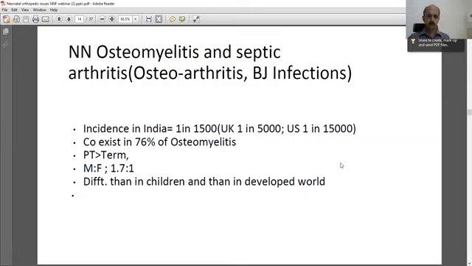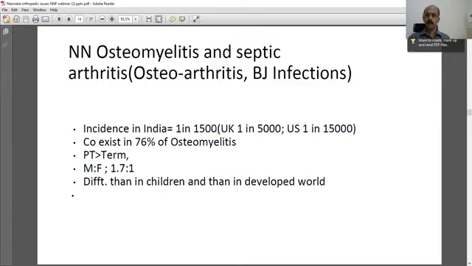Now I would be talking about another important part of orthopedics for neonates. It's neonatal osteomyelitis and septic arthritis, or we can together call it osteoarthritis or bone and joint infections. Here there's a lot of difference between the Western scenario and the Indian scenario in terms of the statistics. So most of the time we follow Western literature initially until we know the differences. So here in India, incidence is close to 1 in 1,500, which is quite high.